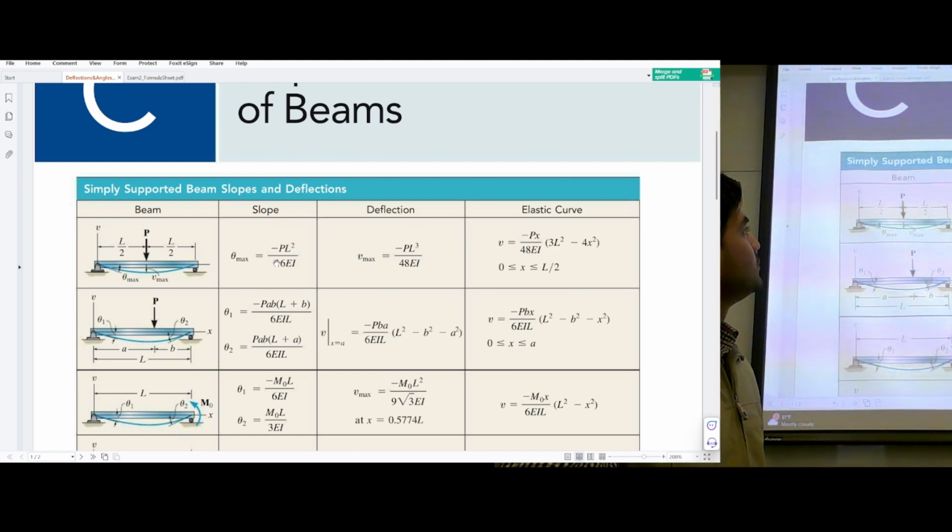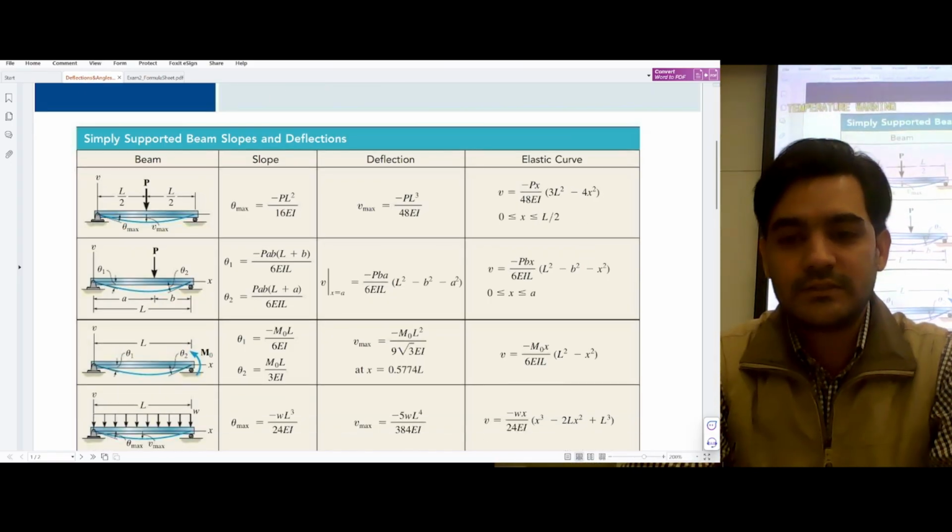So we're going to use these equations. The last column is the elastic curve column, the displacement column. So we're going to use this.